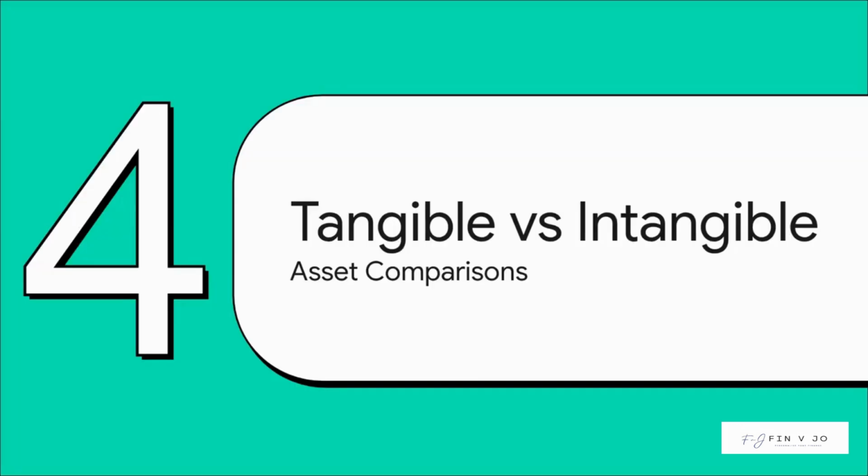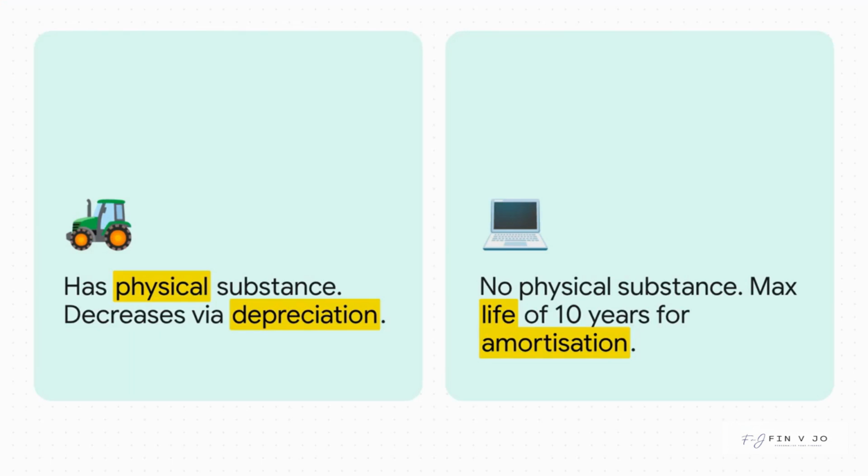Let's shift gears to Section 4, Tangible versus Intangible Assets. We really need to clarify a distinction here, because professors absolutely love to test this to check your grasp of accounting terminology. Notice the exact differences here. Physical items, stuff with real substance, get depreciated based on their physical, useful life. On the flip side, non-physical items, like a patent or software, get amortized.